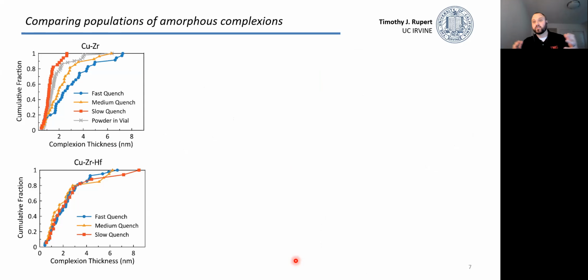So if we go and measure these distributions of complexion thickness, we can start to see some differences between the binary and the ternary. The binary shows curves which change as a function of the location within the sample, which is really a function of the cooling rate. So if we cool very fast, we get thicker amorphous complexions than if we cool slowly. In contrast, the ternary sample shows a complexion thickness distribution which is invariant to that cooling rate. And that tells us that we're really not seeing any transitions from that high temperature structure.